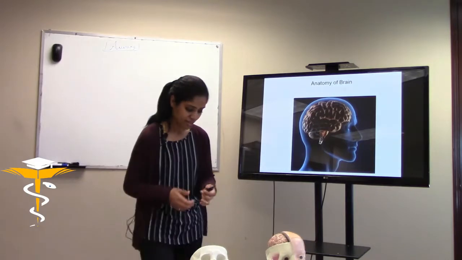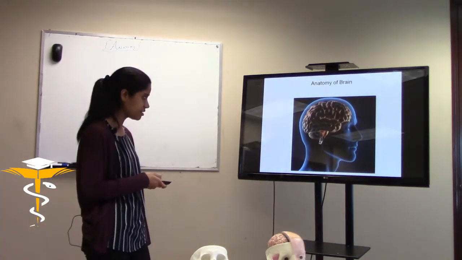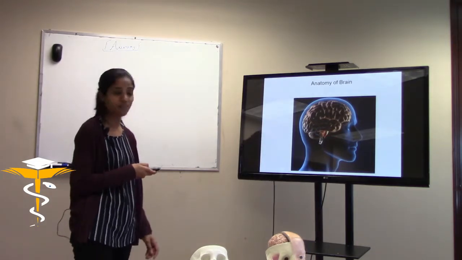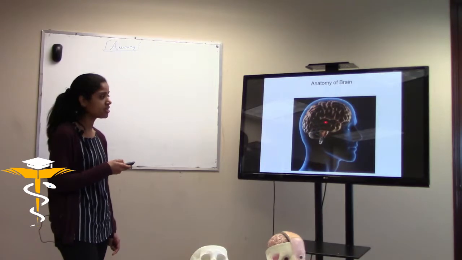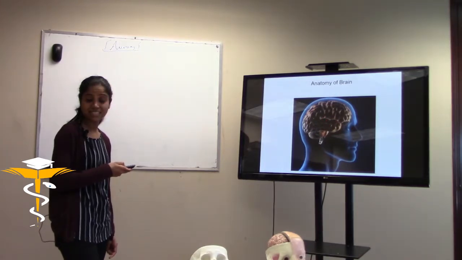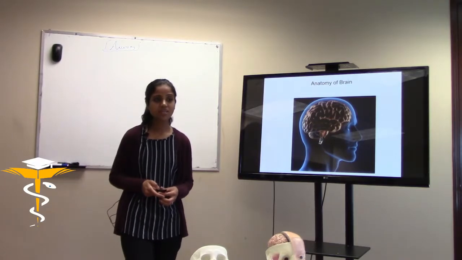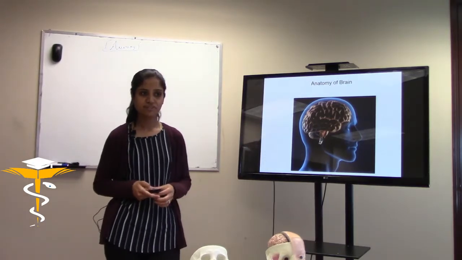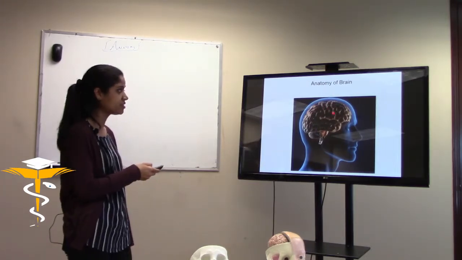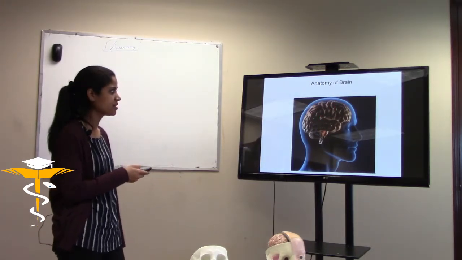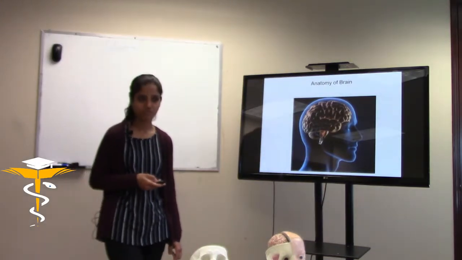All right, so starting with the anatomy of the brain. You see that the brain is the most integral part of the human body, and it is an important part of the nervous system. And you know that the nervous system has two parts: one is the central nervous system and another is the peripheral nervous system. The brain is the most important part of the central nervous system, right? So now we'll be coming to the parts of the brain.